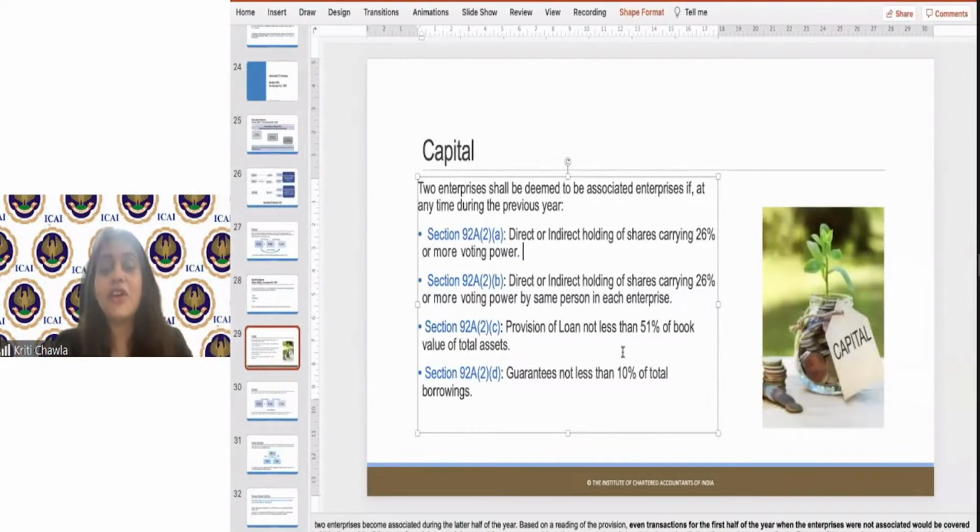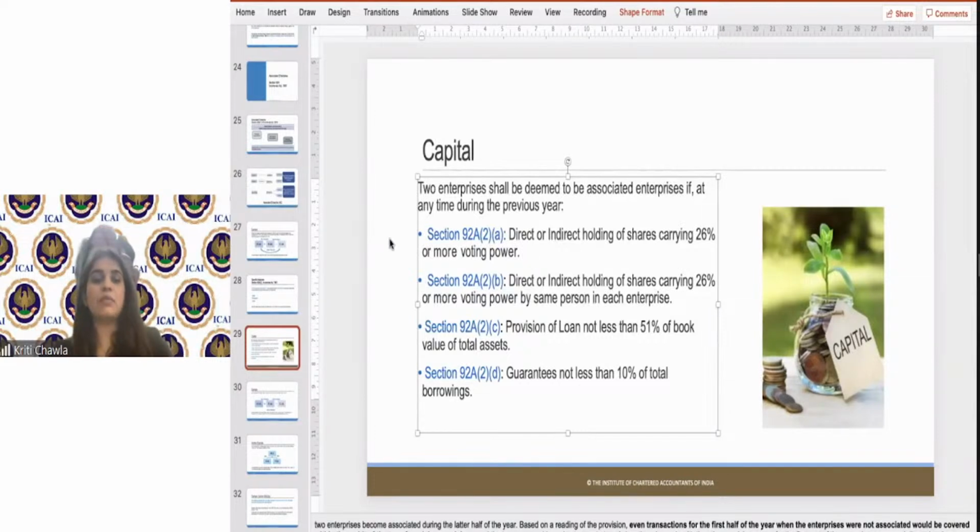Absolutely no, they will not be related to each other, because the law says that it is voting power that we need. Voting power means equity share capital. So if one enterprise holds 26% or more equity share capital in the other enterprise, only then will these be associated to each other. Preference share capital does not have voting power, and hence they will not be associated to each other. So we have to look at equity share capital in the other enterprise.